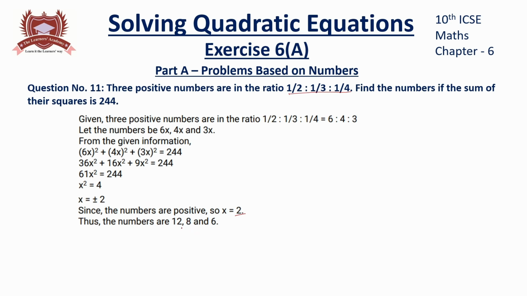So my first number would be 12, my second number would be 8, and my third number would be 6, because the ratio is 6 is to 4 is to 3. So that is, 6x is 12, 4x is 8 and 3x is 6. Now, इसके लिए कोई ज़्यादा बड़ी वाली sum नहीं है, it's not a very complicated sum. It looks very complicated though.